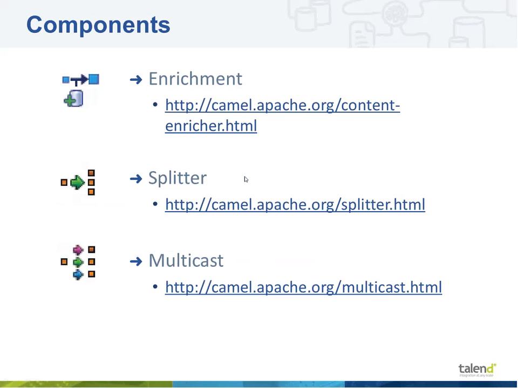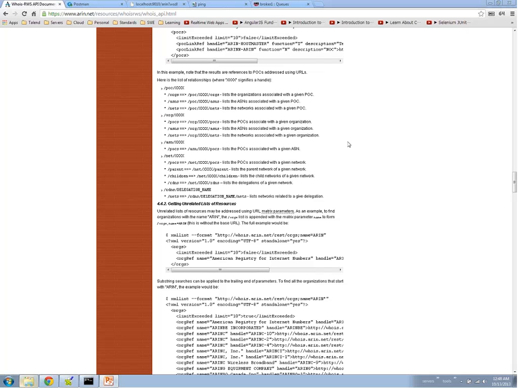Here are the primary EIPs that we're going to be using, as well as the URLs where their documentation describes their APIs. All of these are available on the Apache Camel site, as well as help.talend.com, and they can also be found in PDF format in our documentation downloads. So let's drill down into the actual service that we're going to be implementing.